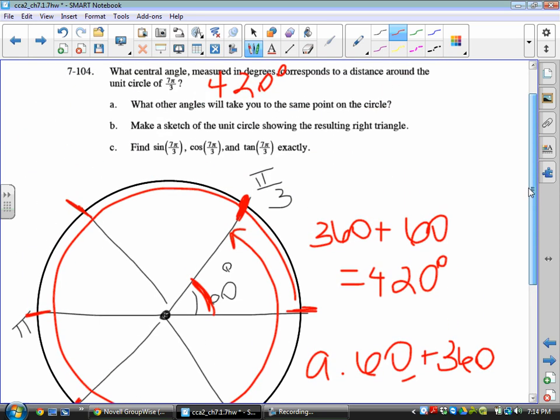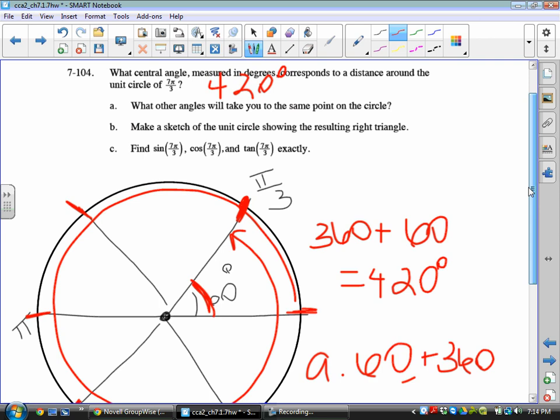Part B asks to make a sketch of the unit circle showing the resulting right triangle. I'm just going to draw the triangle in this unit circle that's already drawn. And here's my triangle. I know this is 60 degrees, this is 90, and this up here is going to be 30 degrees. It's a 30, 60, 90 triangle. So that's part B. Now find the sine, cosine, and tangent of 7 pi over 3. Basically it's going to be the same sine, cosine, and tangent of 60 degrees. We just went on the circle one more time around, but it's still going to be the same values because you're at the same point.